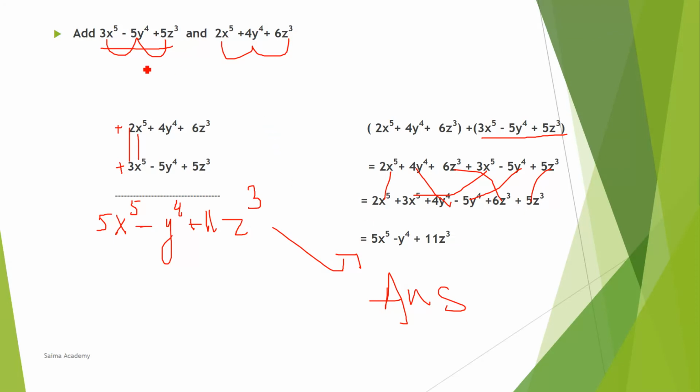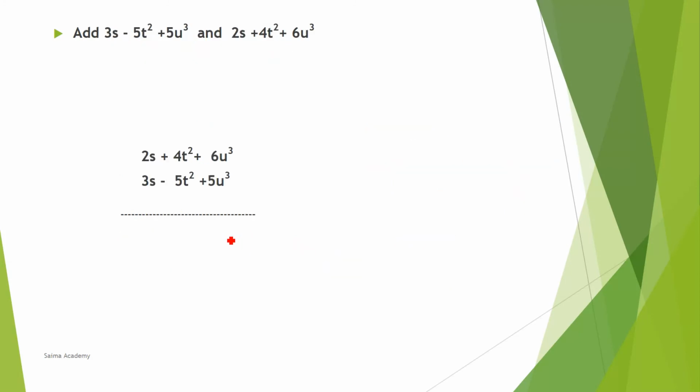So you have to keep in mind, in addition or subtraction, we do not add the power or exponent. We add the exponent in multiplication, right? One more question, you have to add this and this, simple 2s and 3s, same variable, so it is 5s. t square, same, this is plus, this is minus. You have to subtract, yes, but what sign will come? The sign of the greater one. So 5 is greater than 4, it is minus, and then both are plus, so 11u cube.